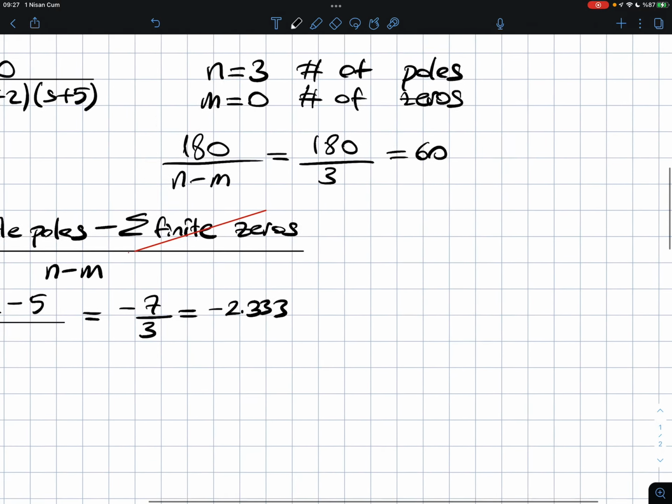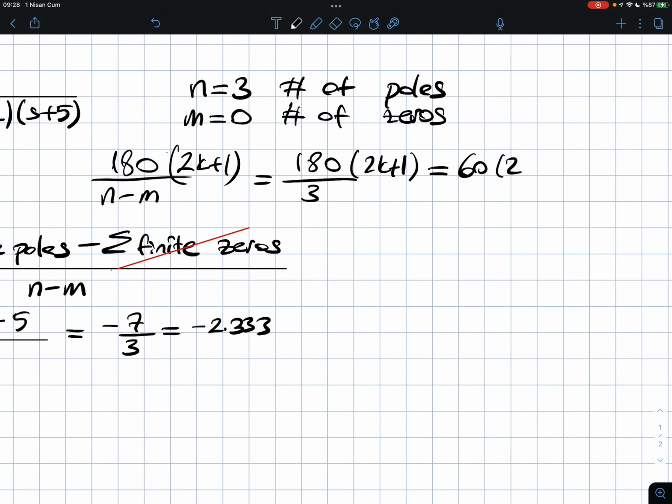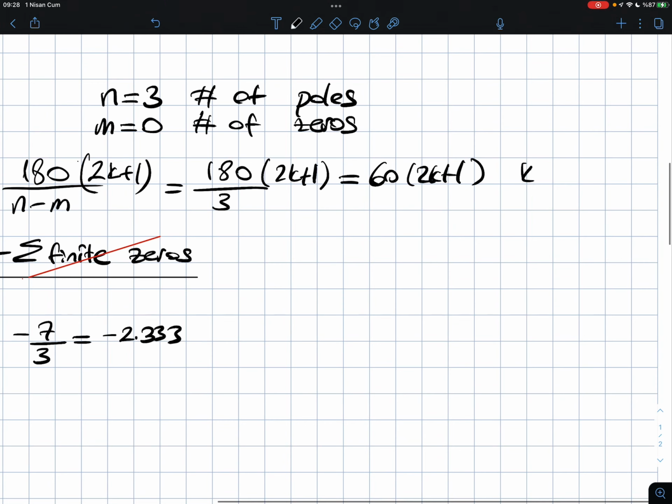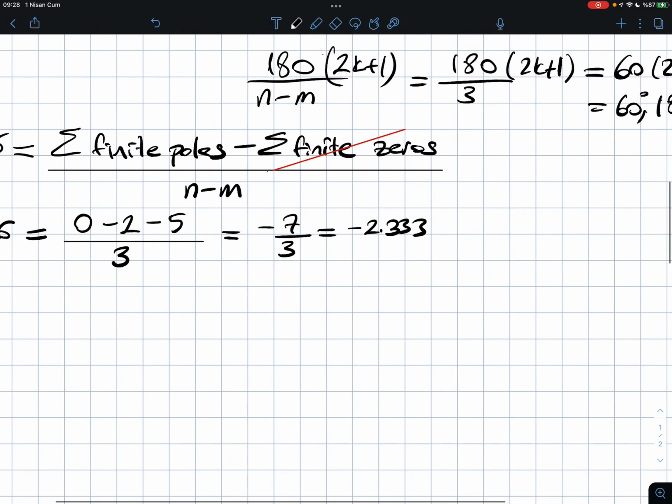Let me also give you the generalization here. We have 180 times 2k plus 1, divided by n minus m, where k is 0, 1, 2, etc. So if you take 0, you will get 60. If you take 1, you would get 180, because this is 3, and if we take 2, it would be 300 degrees, or it could also be written as minus 60 degrees. So these are the asymptote angles. This is the intersection point of the asymptotes.